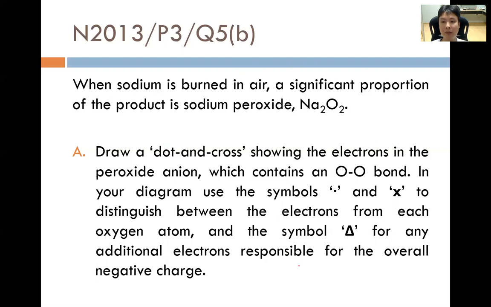So if you look at the peroxide anion, it is actually O2 2 minus because of the fact that each sodium has a 1 plus charge. So if there are two of them, it's a +2 charge, and hence the O2 must have a total charge of 2 minus. So this is the peroxide anion.